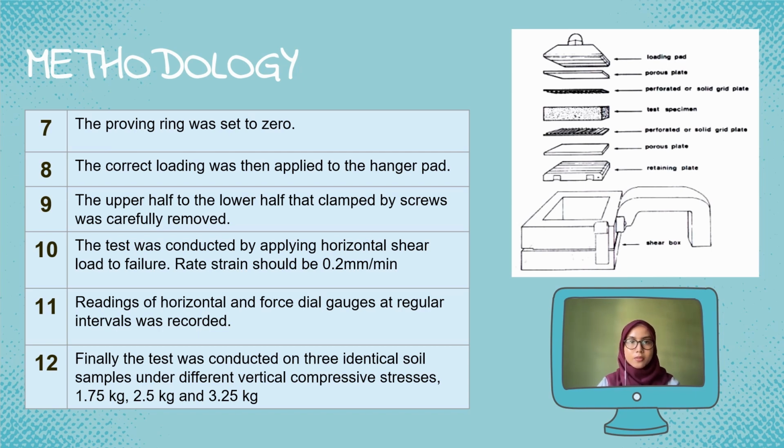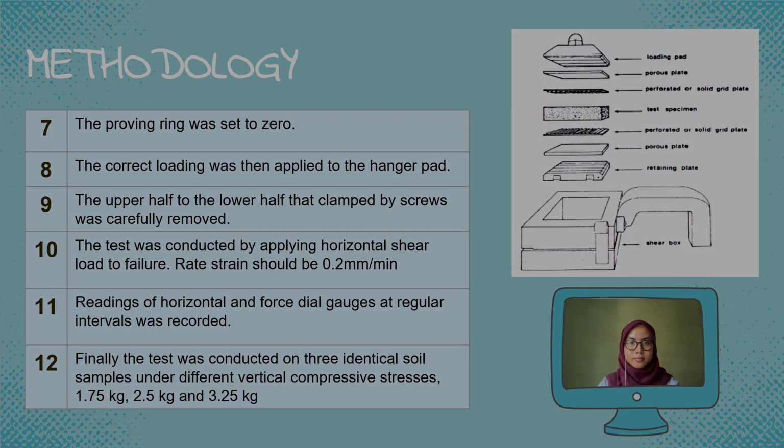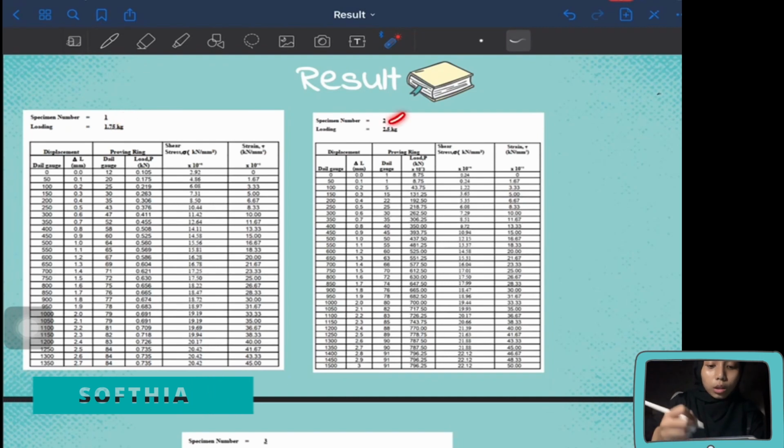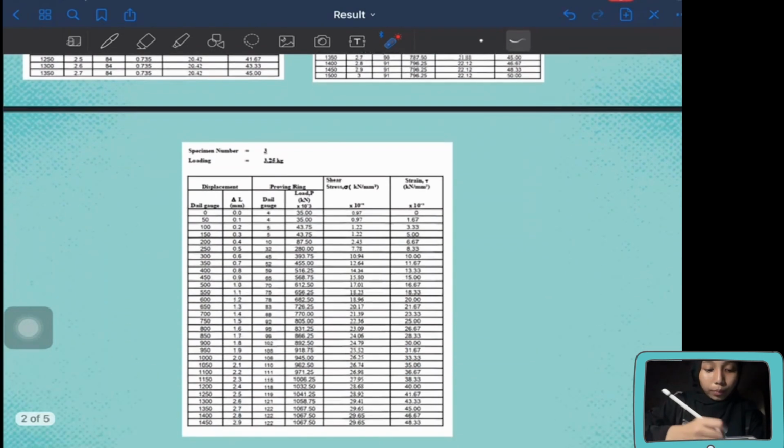Next, the screws clamping the upper half to the lower half were carefully removed. After that, readings of the horizontal and force dial gauge at regular intervals were recorded. Finally, the test was repeated for other samples under different vertical compressive stress. So this is the result for specimen number 1, 2 and 3.